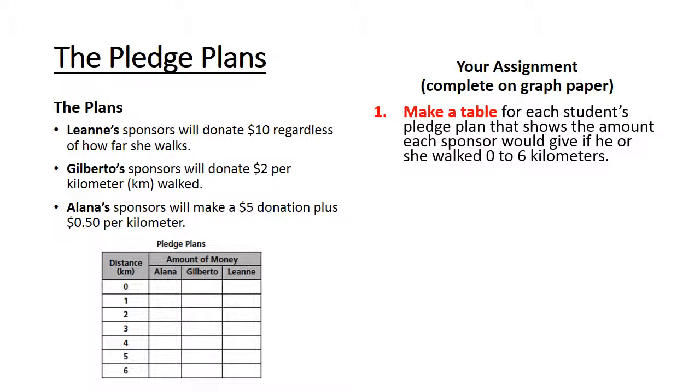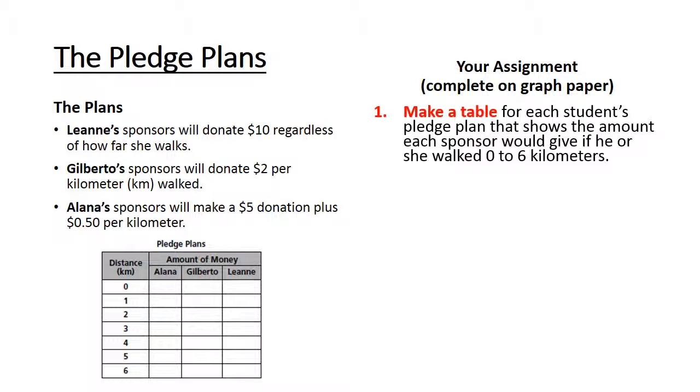Number 1 is to make a table for each student's pledge plan that shows the amount that each sponsor will give to them if they walk 0 to 6 kilometers. I've put an example of what this table should look like on the slide. So the best thing for you to do is copy the table and fill in the data using the information from the pledge plans.